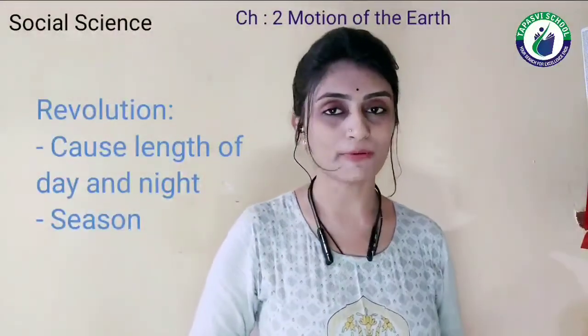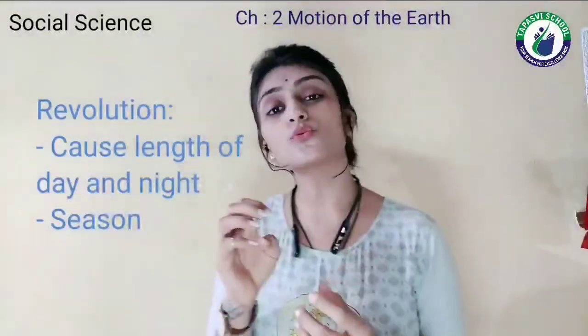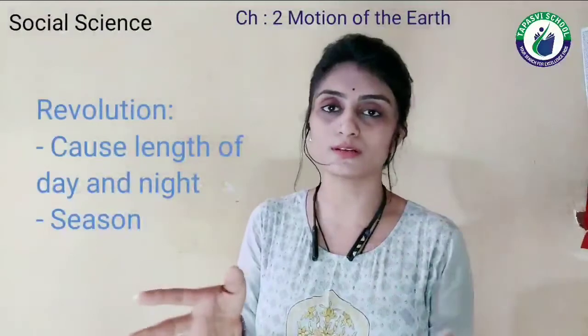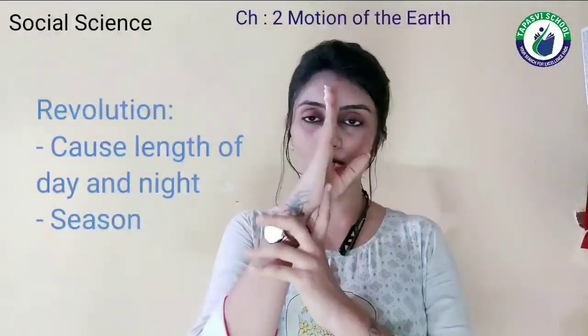The Earth revolves at a speed of 1780 kilometers per hour. Now the Moon revolves around the Earth, and the Earth revolves around the Sun. That is the concept.